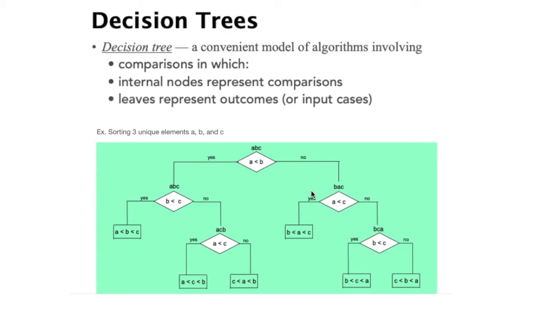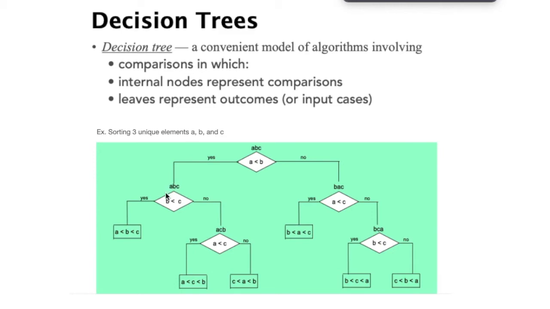So here we are showing a decision tree for sorting three unique elements A, B, and C. You can imagine a decision tree is like a rooted tree with internal nodes representing the comparisons or the operations, and the leaf node as a possible output or outcome. So note that in the internal node, each comparison is answerable by a yes or a no, or a decision.